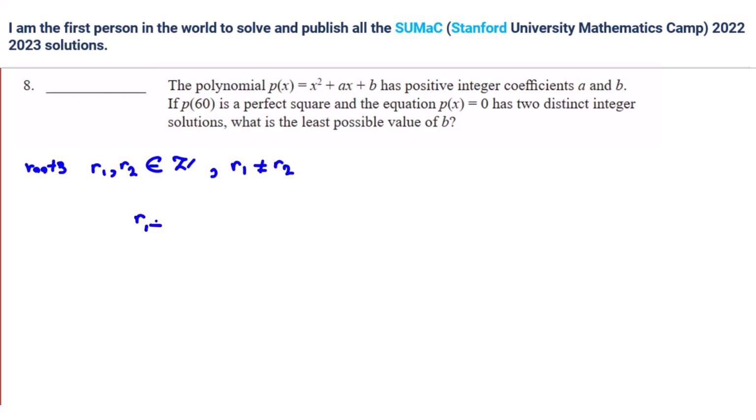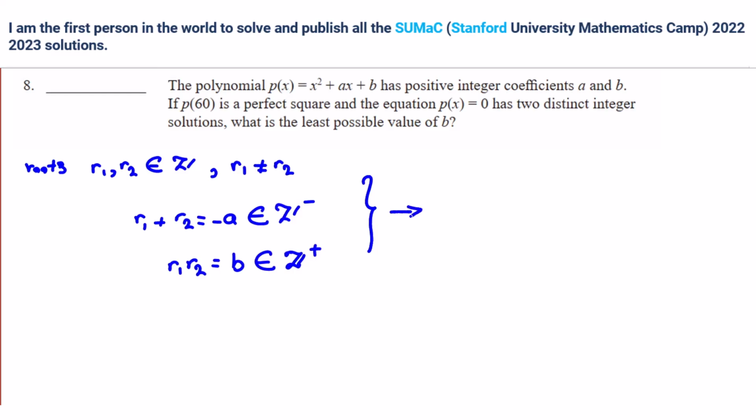What's R1 plus R2 equal to? Negative A. So it would be negative or positive? Negative A is negative. Exactly. What about R1 times R2? B. It's what? Positive.